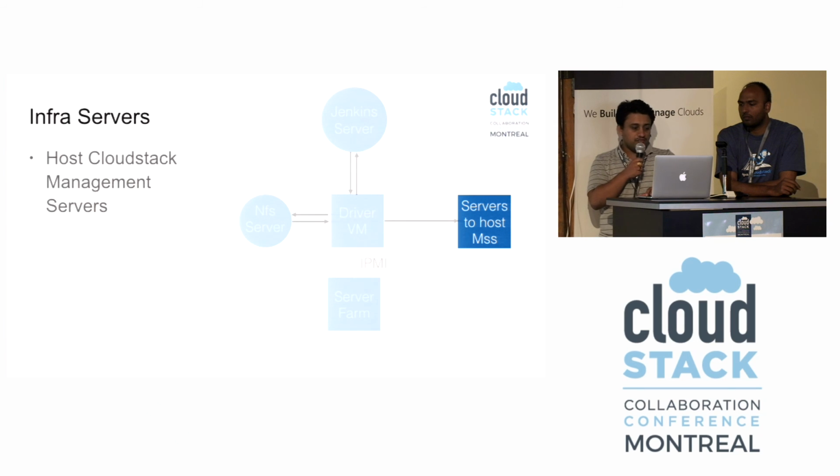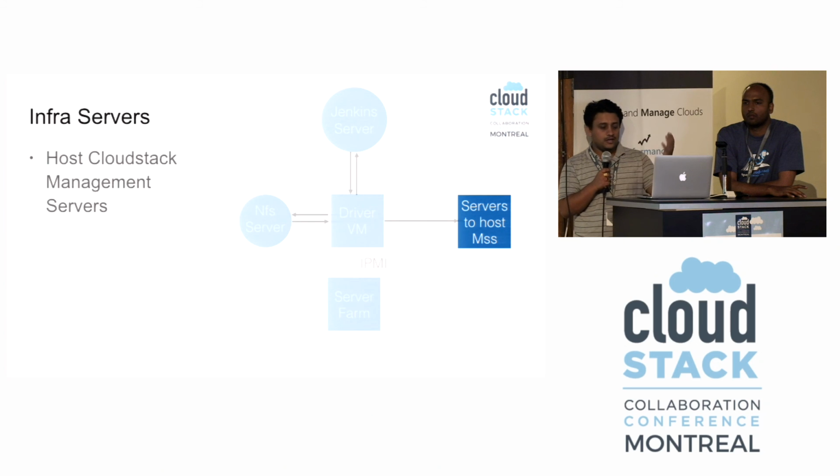Infra servers. Infra servers means we need to have a set of servers where we want to launch CloudStack management servers. These can basically be any hypervisor. Currently we are using Xen. It has a script on top of it which goes and launches a VM whenever there is a requirement. The driver VM triggers that particular script so that the management server VM is launched. Once the VM is launched, the Puppet server and the Cobbler server kick in. The Cobbler server does a PXE boot, and Puppet goes and installs a dev environment on top of it.